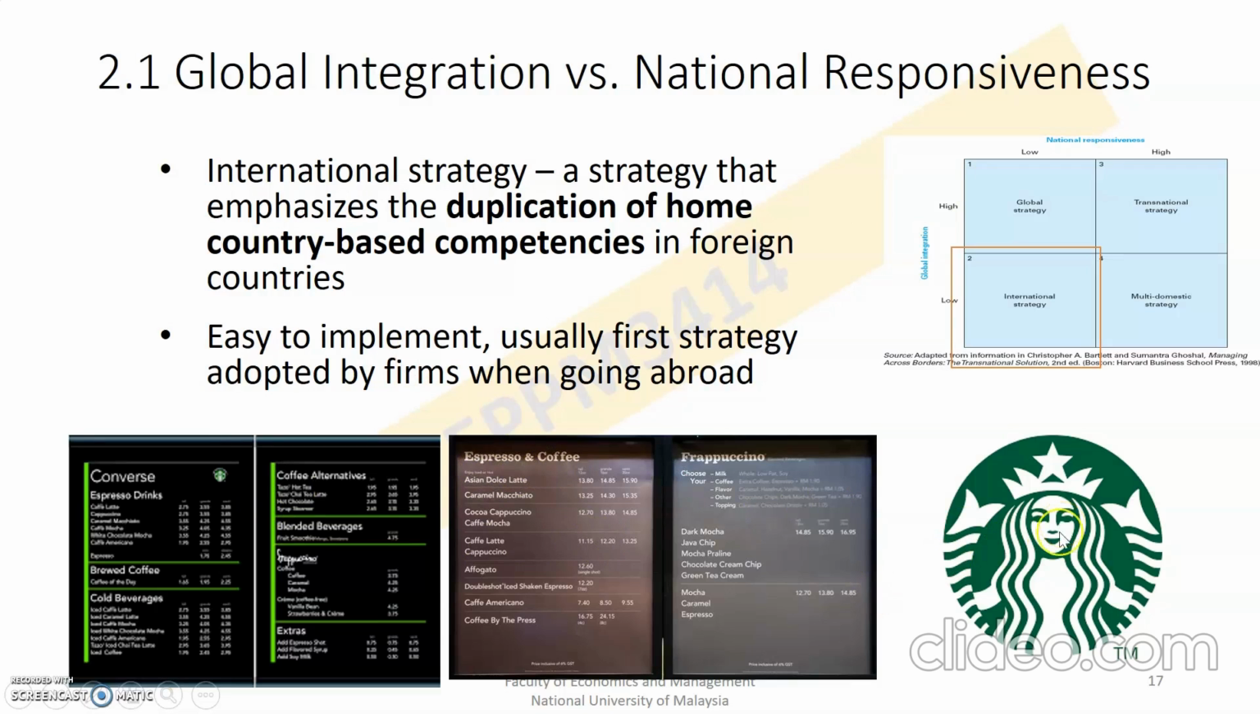Why? Starbucks, the operations are similar across countries. Same logo, most likely similar menus. The type of training that the employees go through is similar because they want to be standardized. Why? Because of the strong brand name that the company has.